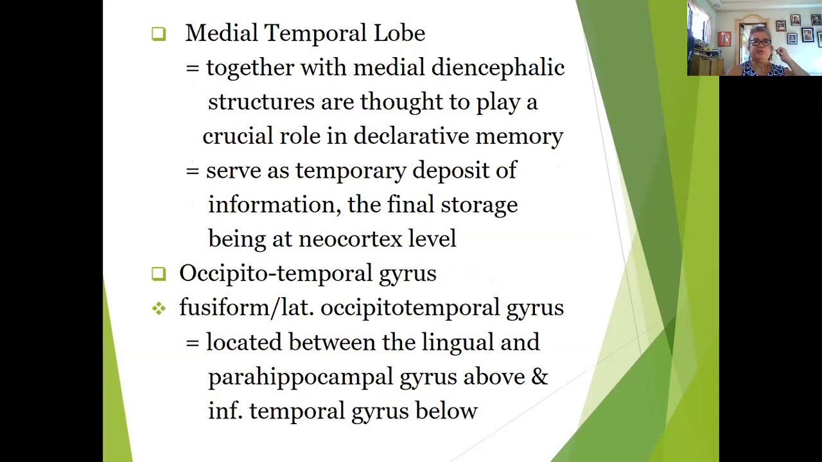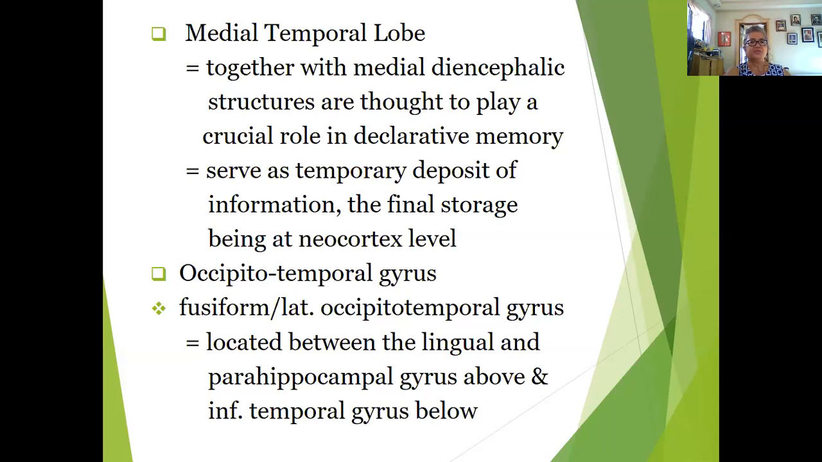Now, the medial temporal lobe, together with your median diencephalic structure, are thought to play a crucial role in declarative memories and serve as a temporary deposit of the information, the final storage being at the neocortex level. So this is on the medial surface of the temporal lobe, your medial temporal lobe.